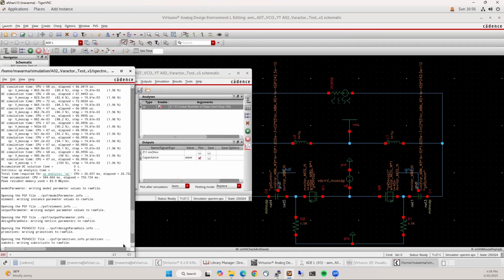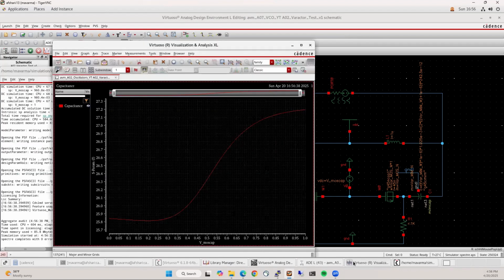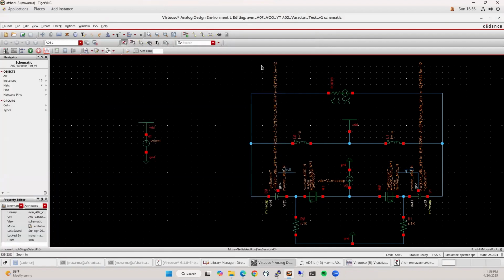Guess there is some error. Oh, no error. Okay. So you can see that right now, at least it's going from around 25 femto all the way up to 27 femto. So it's not changing much, right? And the reason behind that is that the sizing of the MOS and MIM cap is not correct. So let me actually fix that.